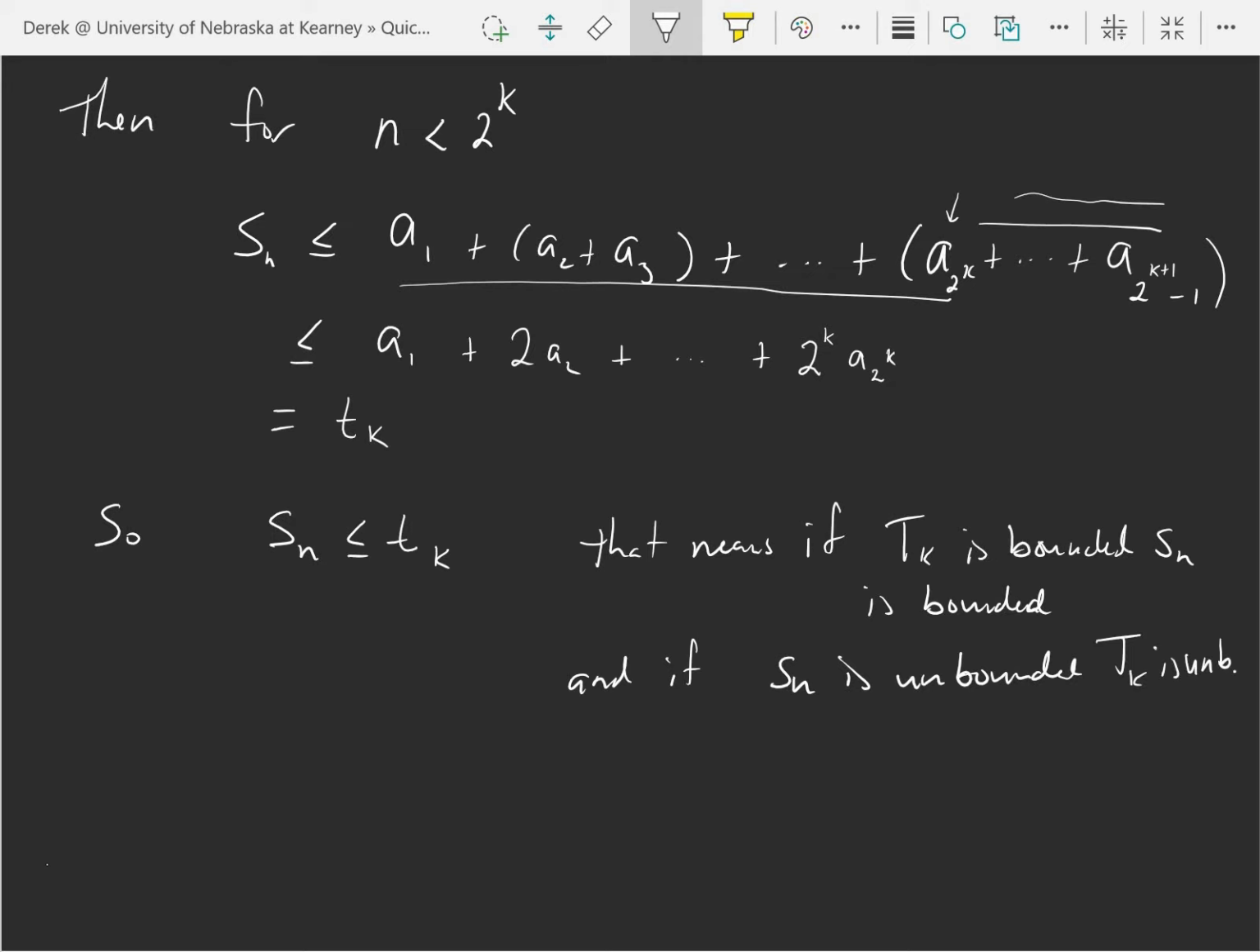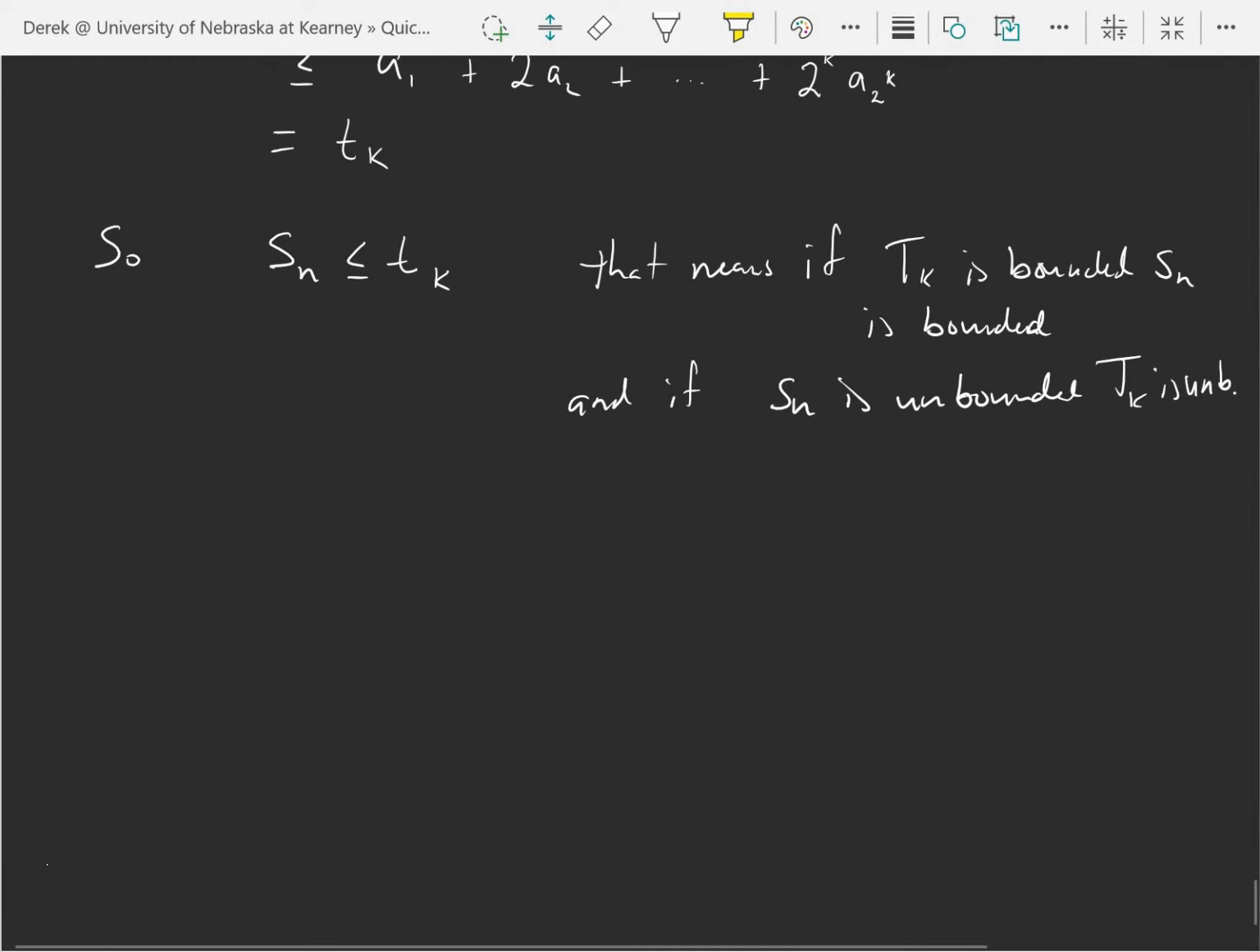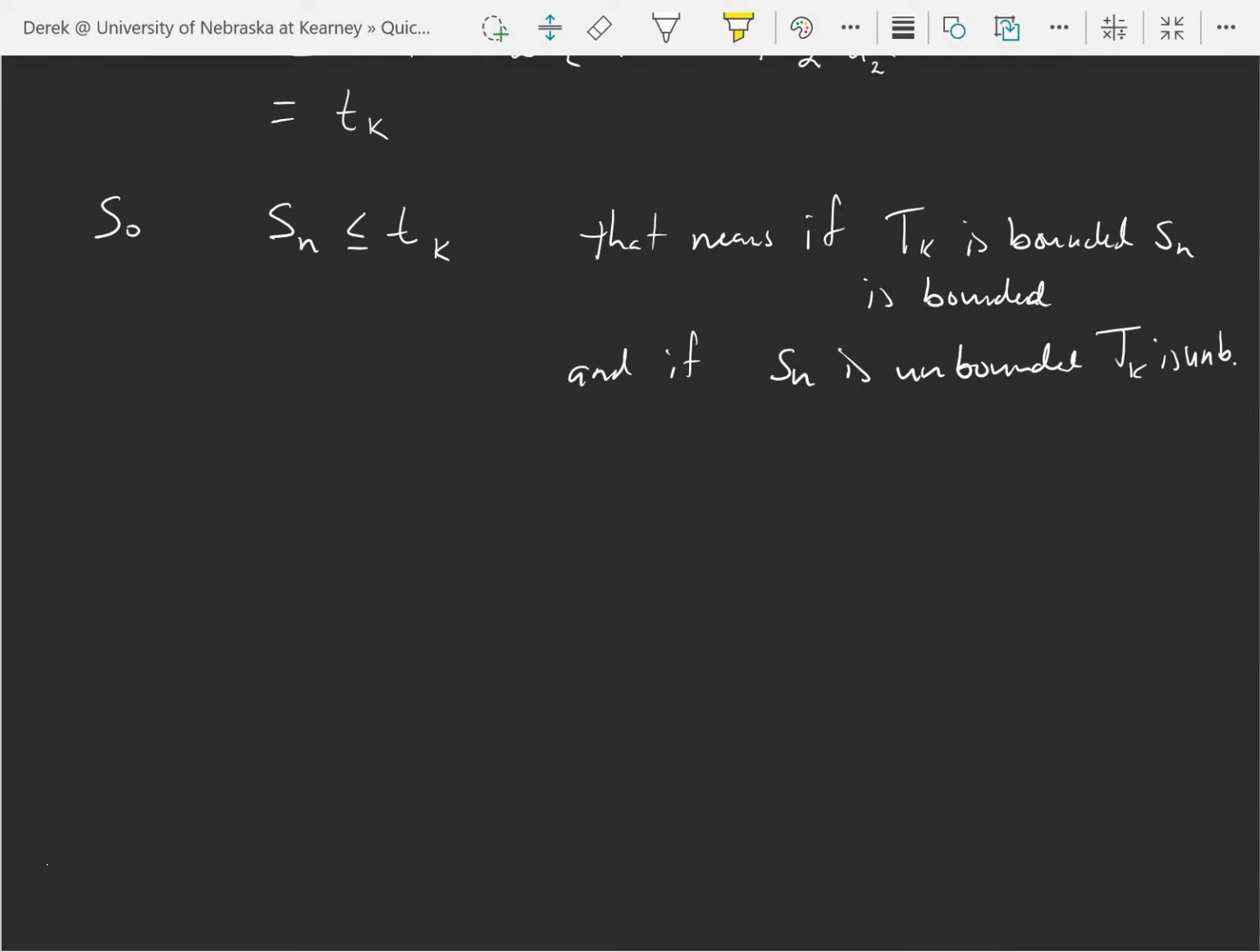Alright, that almost gets us there, but that's not quite an if and only if, because I could have that S sub n is unbounded, but t sub k is bounded, because S sub n would be bigger. Sorry, the other way around. I could have that t sub k is unbounded, but S sub n is bounded. So now I have to show an inequality with some function of S sub n on top and some function of t sub k on bottom.